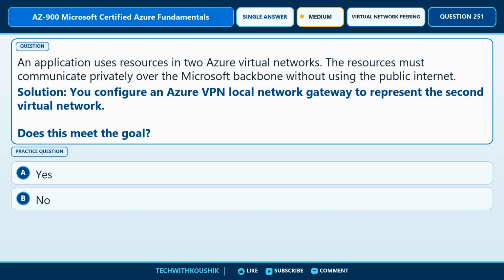Now let's examine question number 251. We are moving on to virtual network peering. Here's the situation to consider. An application uses resources in two Azure virtual networks. The resources must communicate privately over the Microsoft backbone without using the public internet. Solution: you configure an Azure VPN local network gateway to represent the second virtual network. Does this meet the goal? Take a look at each choice. Option A is yes. Option B is no.